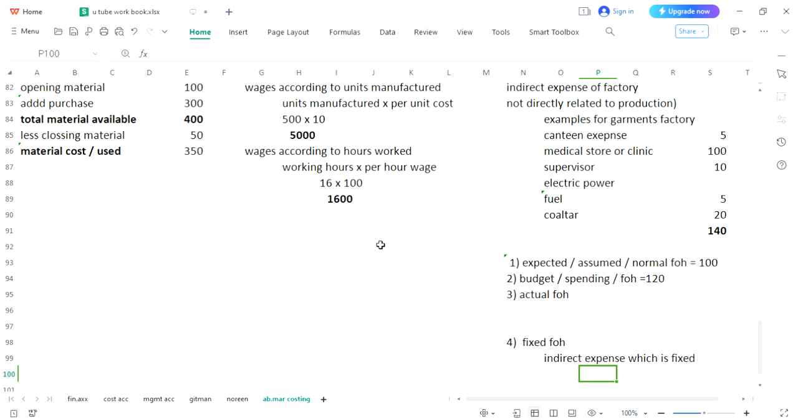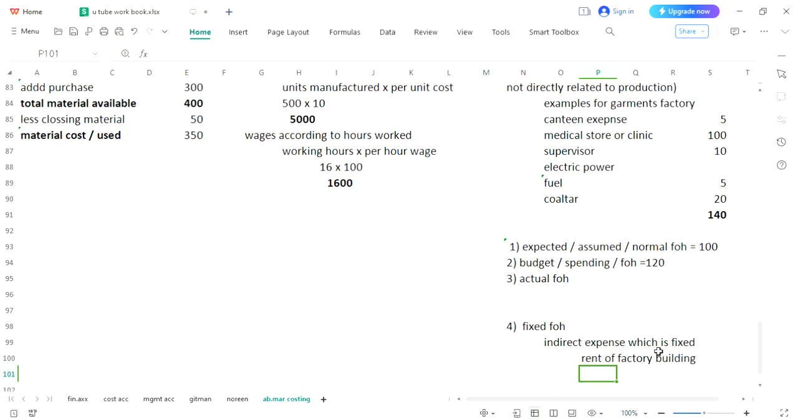It would remain fixed. The first example which we can give is rent of factory building. Now you can see it is FOH. Why? Because it's rent of factory. But since rent is fixed, no matter if you are manufacturing 400 units or 800, you will have to pay a fixed amount of rent. No matter if you are paying your labor 5,000, 10,000, 15,000, you will have to pay rent as fixed. This would be called your fixed FOH.